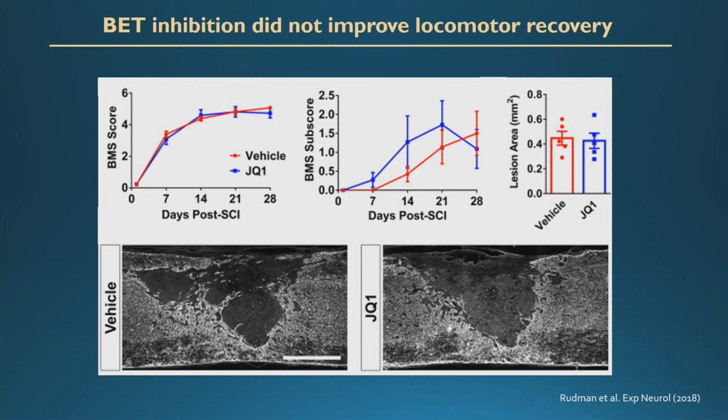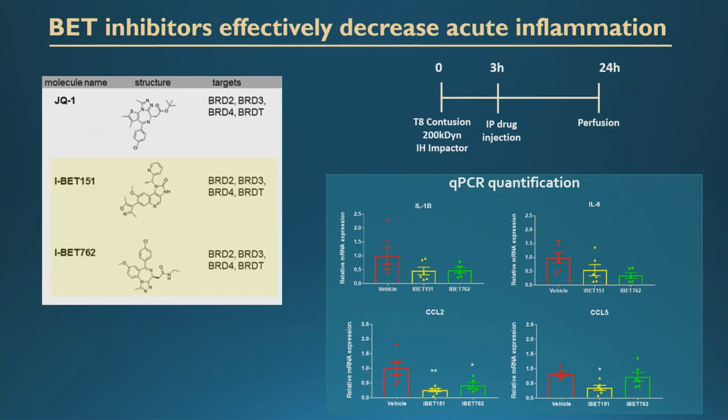There might be several reasons for this to happen. First of all, BET proteins are not exclusively in immune cells, so we might be having undesired actions of inhibition of BET in other cells, such as astrocytes, and affecting other mechanisms. And we're also, again, using that high-dose systemic administration that is not specific to immune cells. So those two reasons might be leading to this result.